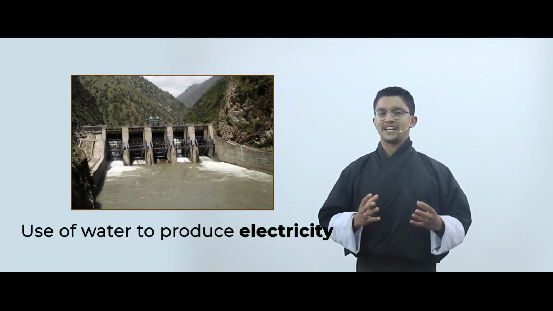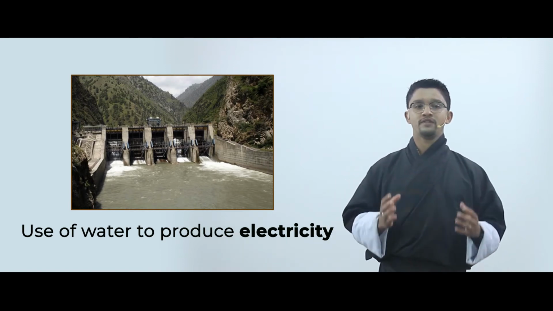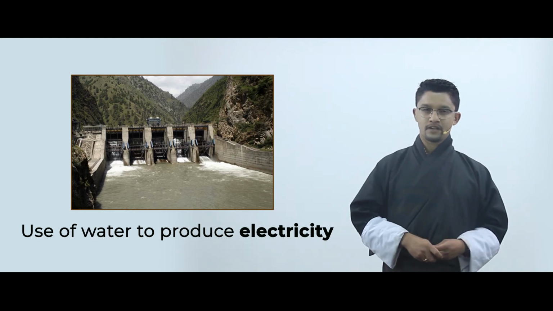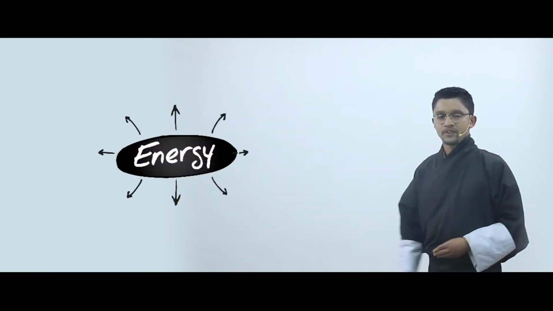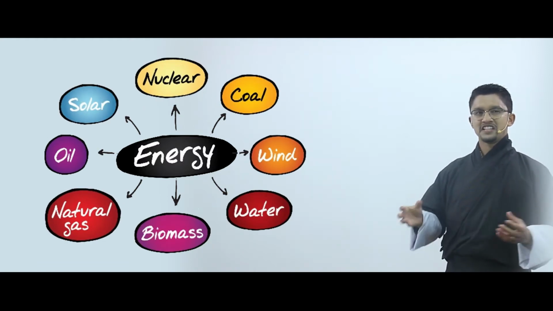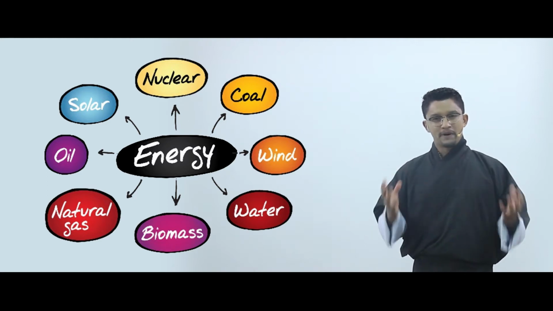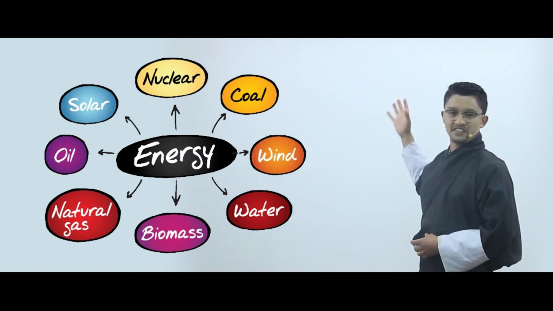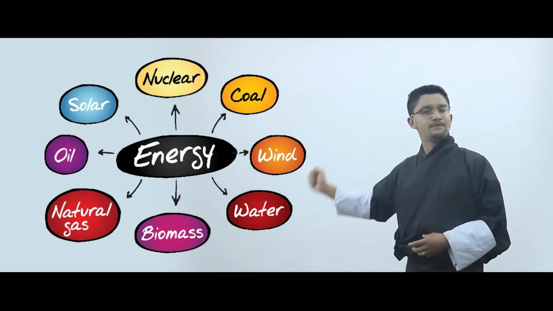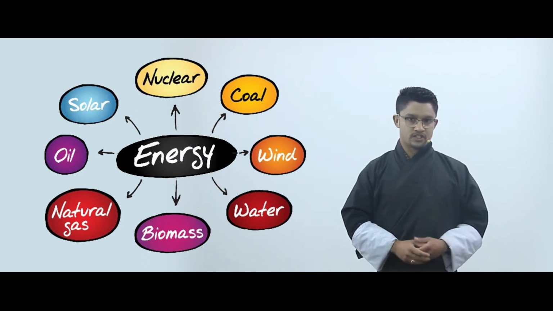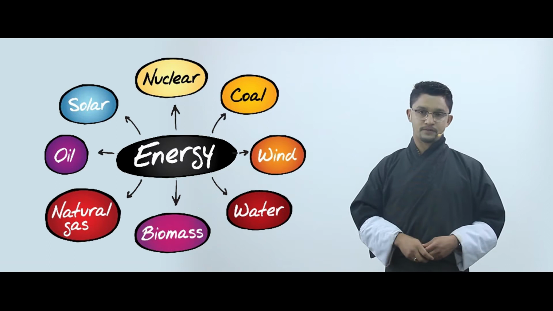Apart from that, using water to generate electricity is one of the most common forms that we see in our country. Now, if you look here, you can see various sources of energy. For instance, nuclear energy, biomass energy, wind energy. Likewise, there are different forms that you can see here. So these are some of the forms of energy and energy sources that we can see around us and that we use in our daily lives.